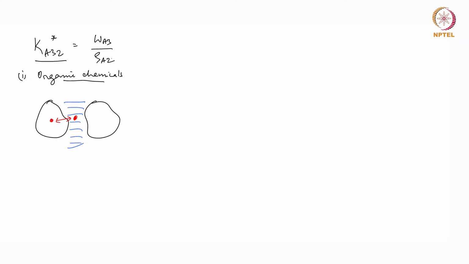Our aqueous solubility is the same. What about Ka32 star? Same? How do you know? On what basis do you say that? This ratio of Ka32 star was Wa3 by rho A2, the equilibrium ratio Ka32. On what basis are you saying that? If this is true, what else has to be true?